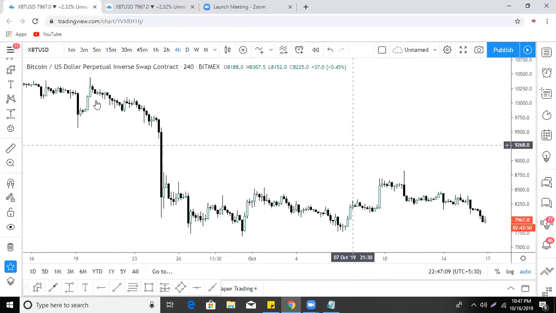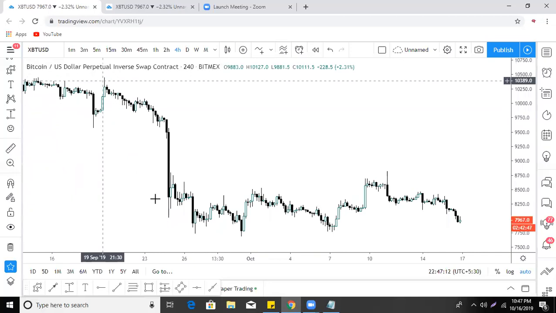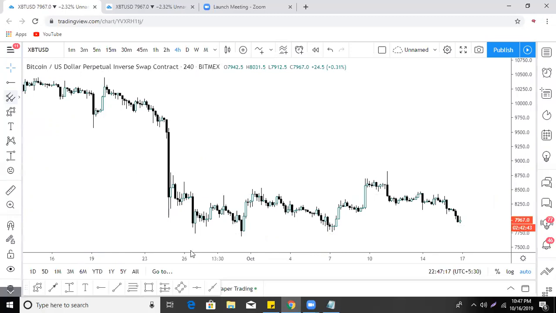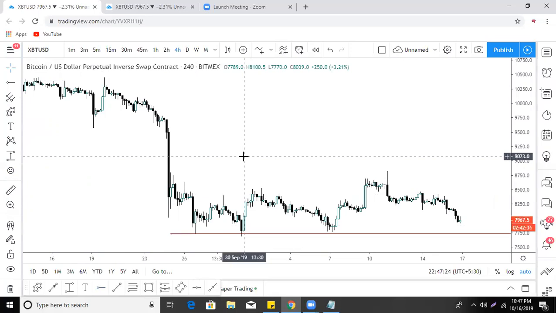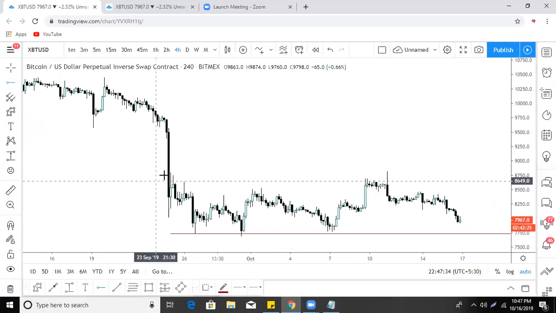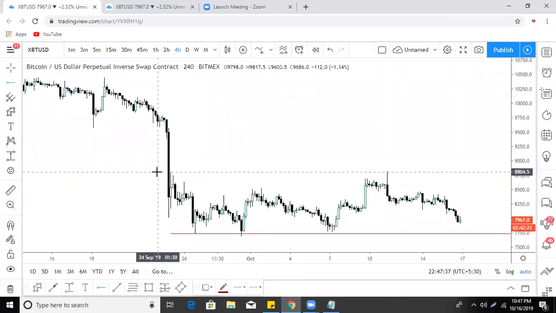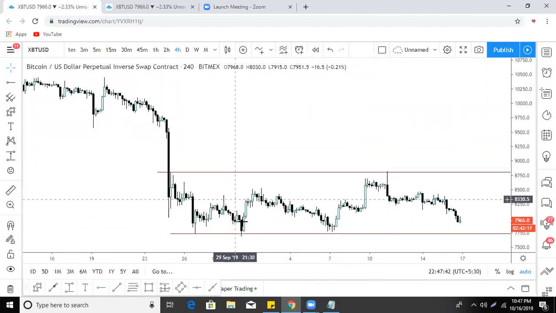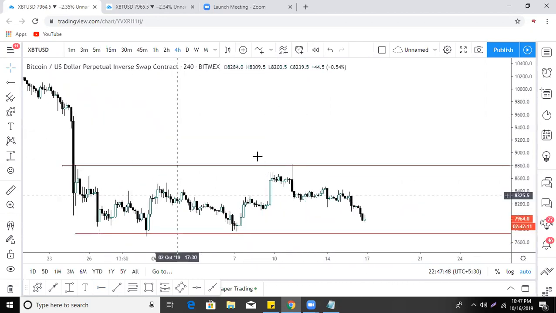This was the drop. If you see, the price was dropping, dropping, dropping. After this, what happened? This was our low, right? And if you see, this was our recent high. So this was the high and this was the low. What happened later? The price failed to make another higher high or another lower low. That's why the price was consolidating.